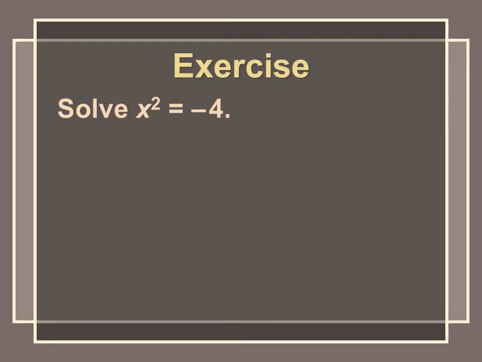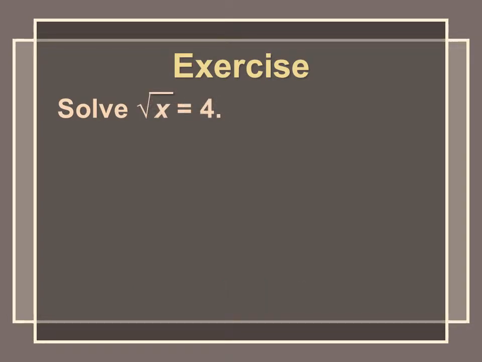Now let's do x squared equals negative 4. However, if you were to take the square root of negative 4, remember, we can't take the square root of a negative number, so we can say there's no real solution. Now what about going backwards?